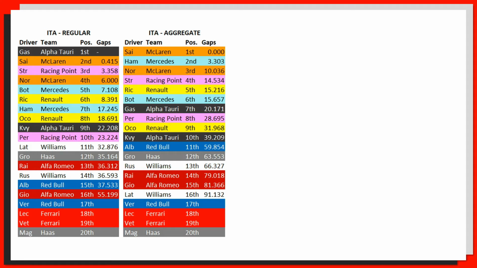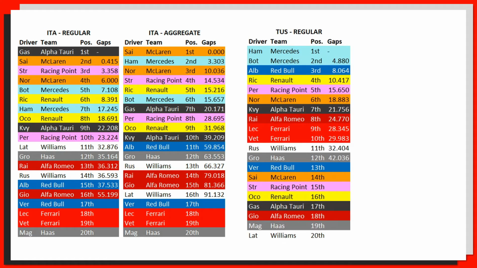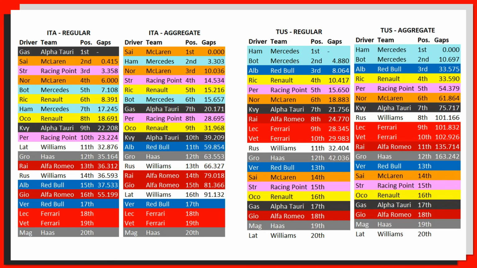This one changed a lot. This is where it would have the most impact, in races like Italy. And then we pull up Tuscany, which also looked much the same in terms of its aggregate as well. Nothing really changed. Russell moved up a couple of places into the points for Williams, but that was about it.